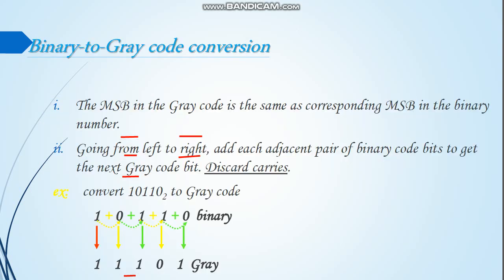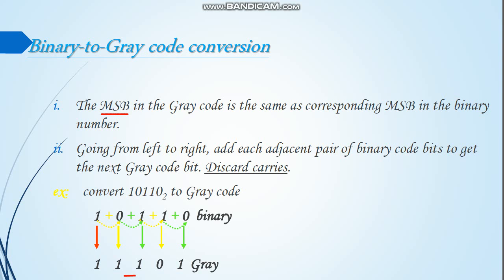Let me clear the screen. Okay, now this screen shows the conversion of binary to gray code. What are the steps? Step number 1, the MSB. We know what the MSB is. MSB is basically the most significant bit. The MSB in the gray code is the same as the corresponding MSB in the binary code. That is step number 1.